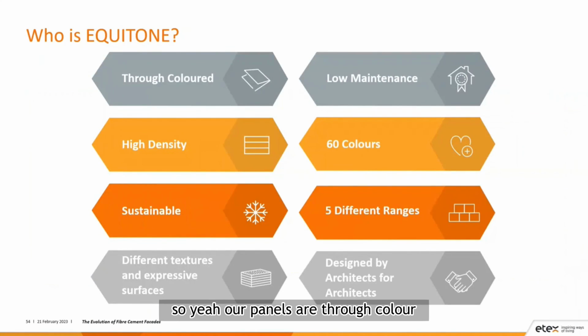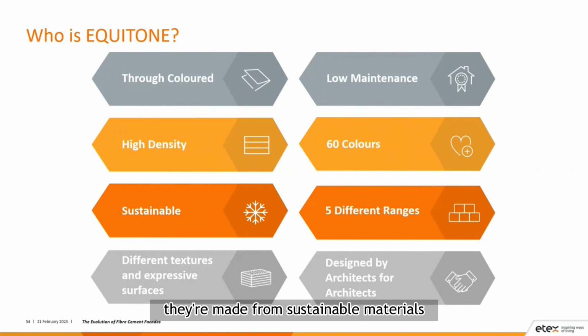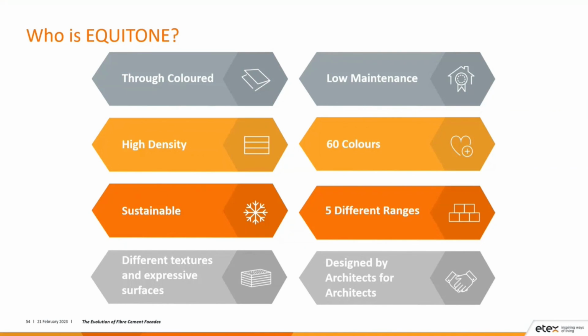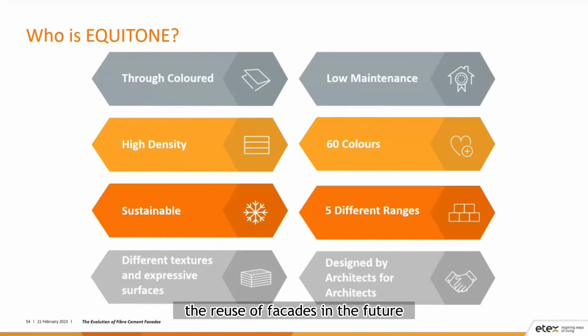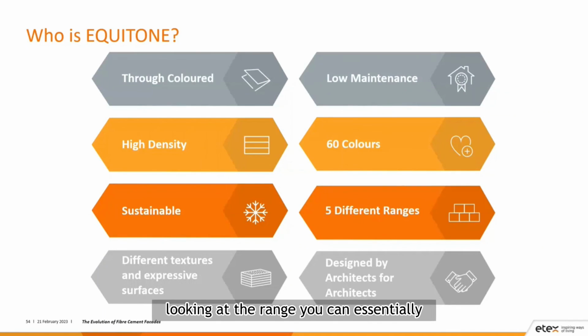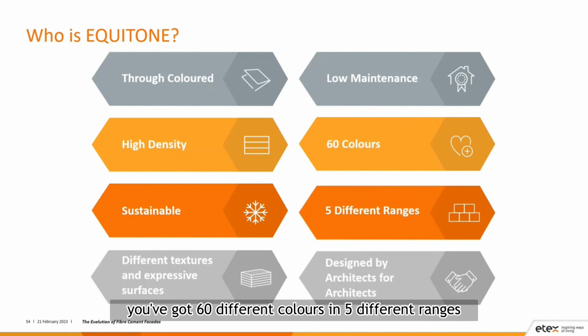So yeah, our panels are through color and high density. You can see there they're made from sustainable materials, or sustainable use of the panels. So the ability to reuse the facade in the future, or to crush up and use as gravel. You've got different textures and expressive surfaces as well. So looking at the range, you can use all 5 panels on the one plane if you want to create something really individual. Low maintenance. You've got 60 different colors in 5 different ranges.